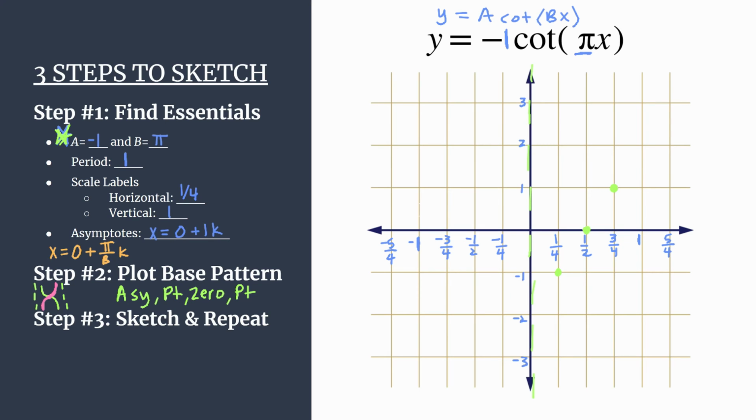And there's that point. So we see, we haven't sketched in the graph yet, but we see that pink curve forming that we talked about. It's a reflected cotangent graph. So now we're ready for step 3. Let's sketch in this graph, and then we'll repeat the cycle, the pattern, over and over again for as many cycles as we want. So we're sketching in this graph. And here's one cycle of y equals negative cotangent of pi x.